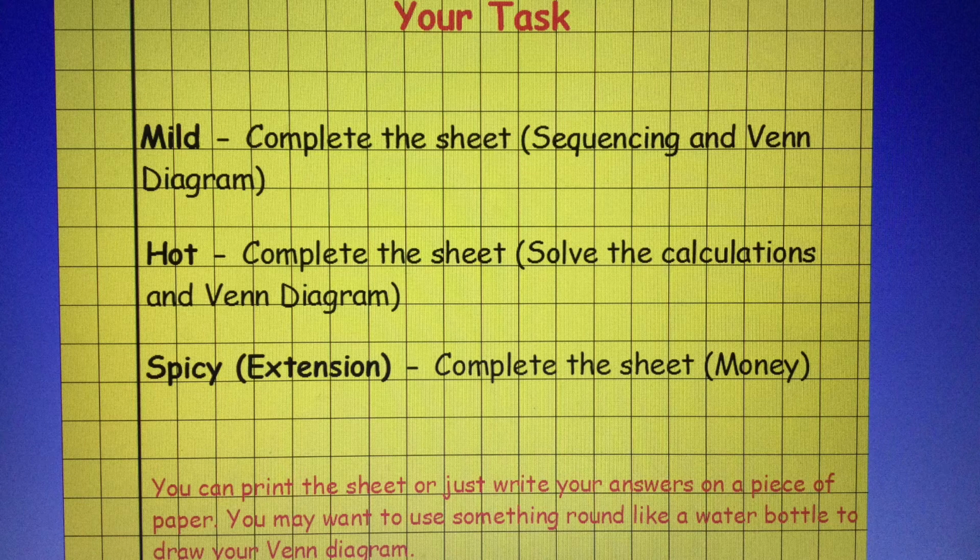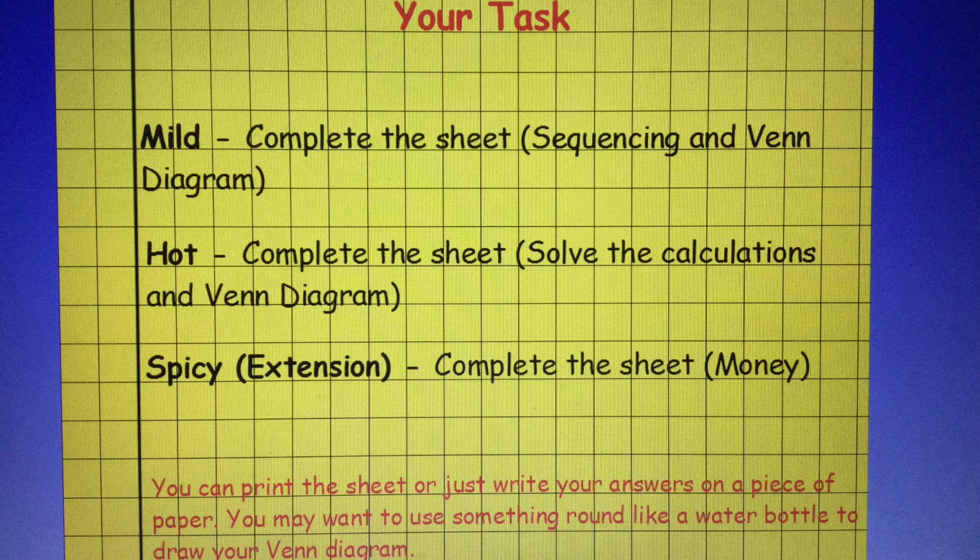They are a mixture of adding, subtracting, multiplying and dividing. They're all to do with counting in 50s. And spicy, you need to complete hot first and then do your extension, which is to complete the sheet. It's to do with counting in 50s, but in terms of money. So it's converting what you know into money.